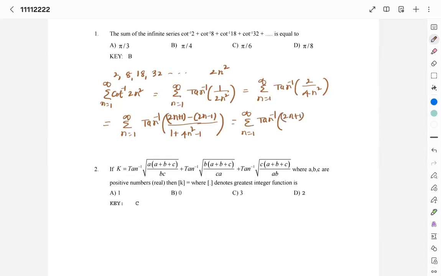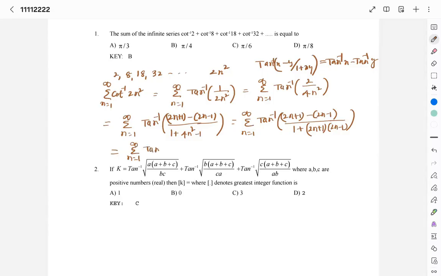2n plus 1 minus 2n minus 1. It is tan inverse x minus tan inverse y equals tan inverse of x minus y by 1 plus xy. So which will be sigma n equal to 1 to infinity of tan inverse 2n plus 1 minus tan inverse 2n minus 1.